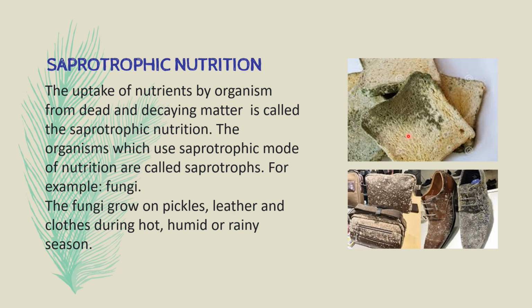This bread is not fresh. So it takes food from this bread, okay, or this decaying matter. And here leather also, leather is also coming from the skin of animals, okay, and in some suitable conditions these saprotrophs grow on these shoes and bags. So the organisms which use the saprotrophic mode of nutrition are called saprotrophs. For example, we can take fungi.